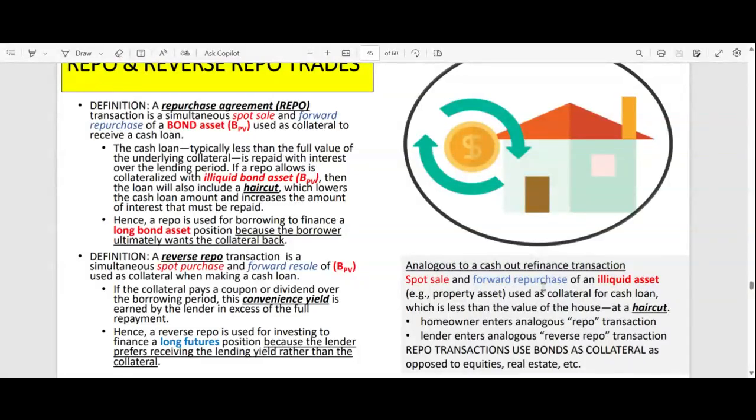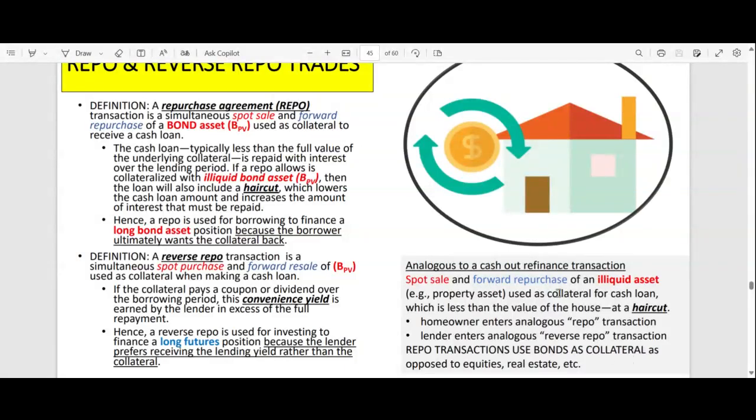And if you get a loan for less than the value of the house, we call that a haircut. So, in effect, I want you to think in terms of this repo and reverse repo transaction, the repo being from the homeowner's point of view and the reverse repo being from the lender's point of view. I want you to think about that when we get into the repos.